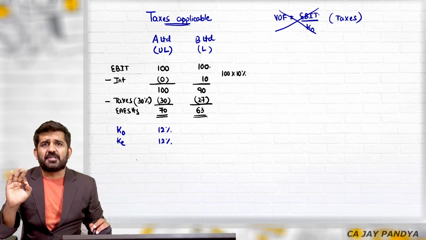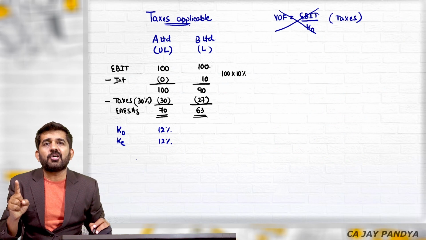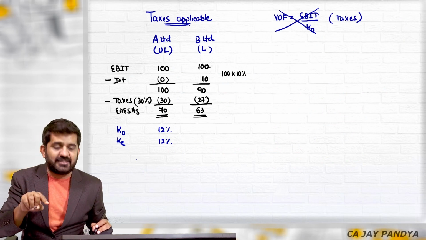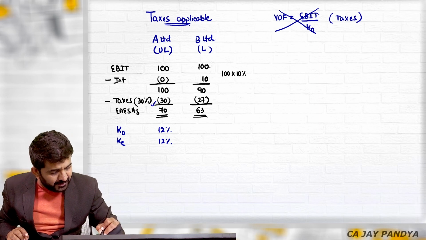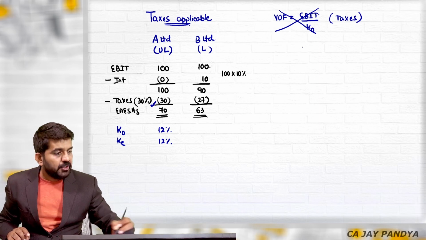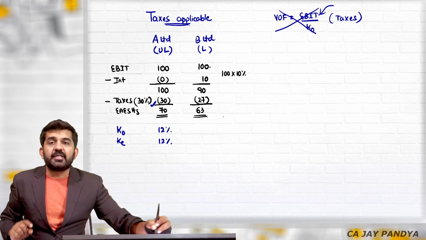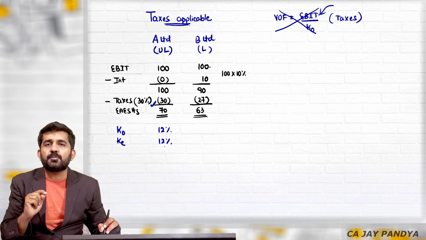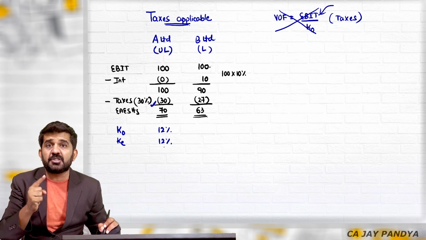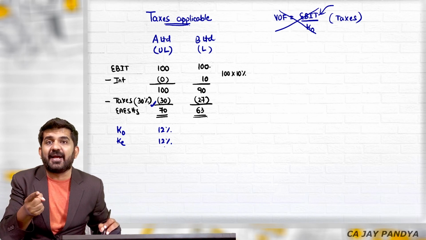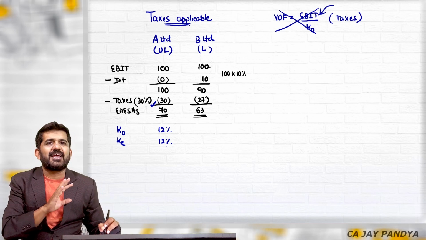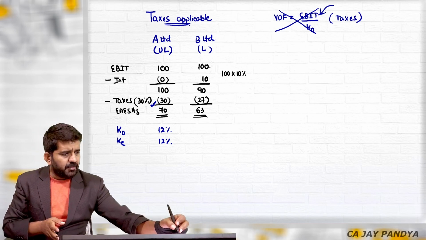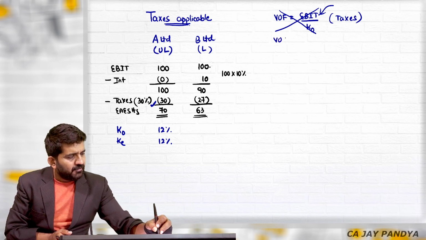Why? I tell you a simple thing. It is not earning before interest. It is earning before interest and taxes. So taxes are yet to be deducted. So this profit is not only available to equity shareholders and debenture holders. This profit is available to equity shareholders, debenture holders, as well as government in the form of taxes. So this cannot be used when the taxes are applicable.